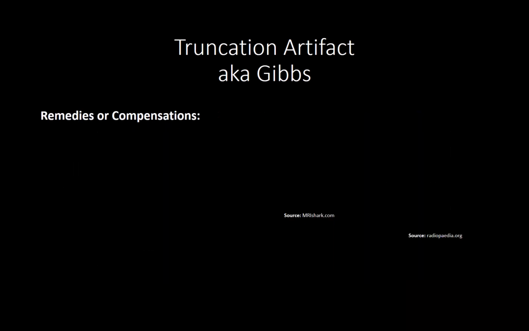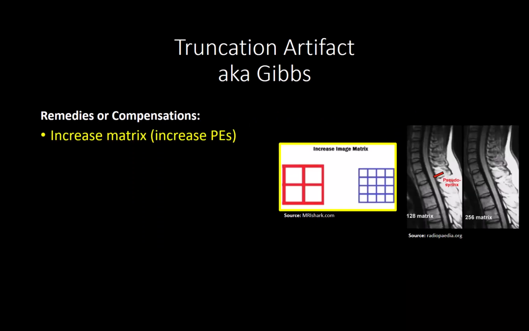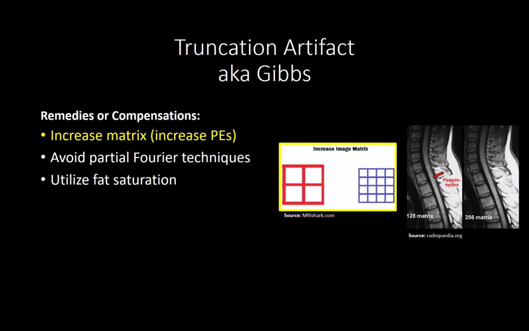Some remedies or compensation for truncation artifact. You can simply just increase your matrix, especially in the phase encoding direction. Make sure you're avoiding partial Fourier techniques, and you can utilize fat saturation to get rid of those high signal areas that would eventually streak across those low signal areas.